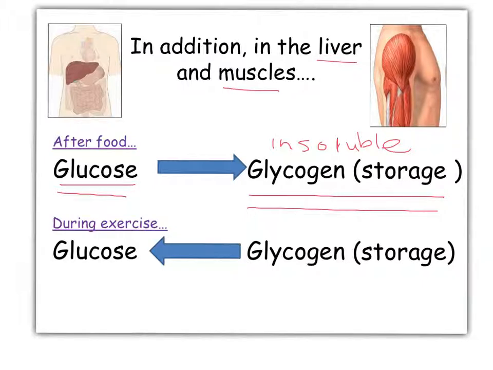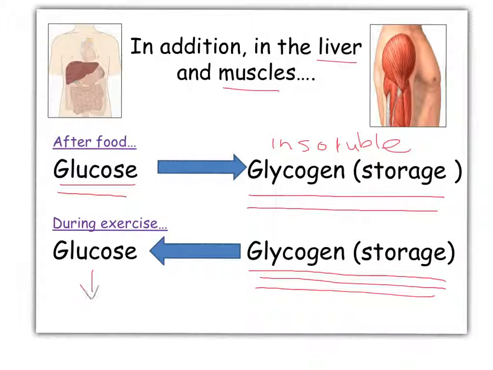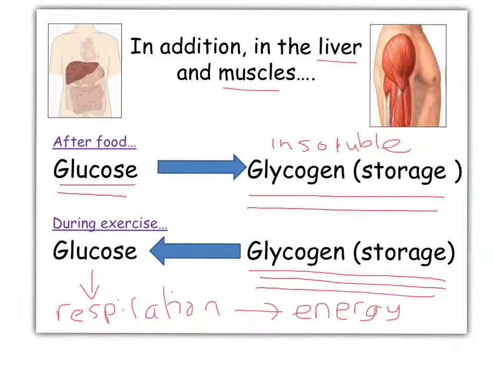Now, during exercise, when we need additional glucose, the glycogen can be broken down into glucose and we can use that glucose in respiration to generate energy. Okay, remember, energy can be used to maintain our body temperature, it can be used for muscle contraction, it can be used for building larger molecules such as proteins, etc.